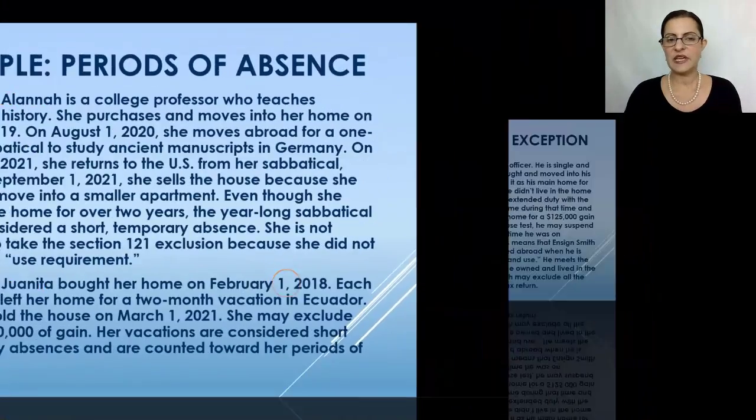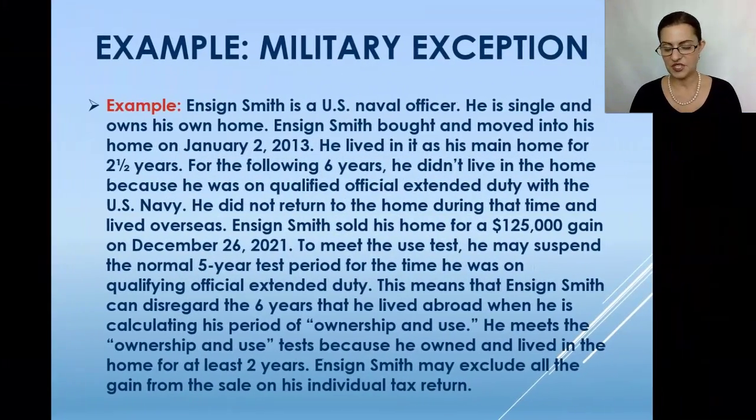All right, let me give you an example for the military exception. And this is a situation where it's military personnel, and instead of a 5-year look-back period, they get a 10-year look-back period, which means they have a lot more leeway in order to satisfy the ownership and use test with regards to their personal residence.